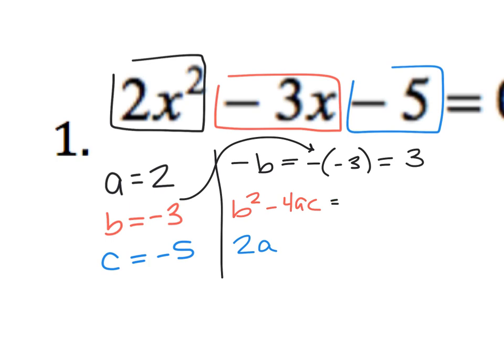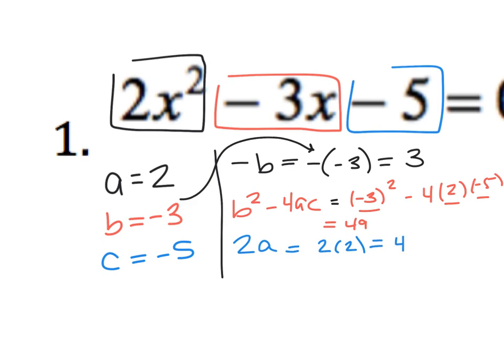Now, we type in negative 3 squared minus 4 times 2 times negative 5. B, A, C. You type this into your calculator exactly as it's written, and you should get 49. So that's going to be the number that goes under my radical. I now do 2a, which is going to be 2 times 2, which is 4.